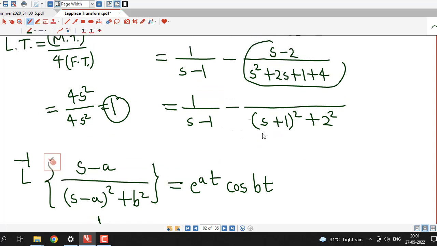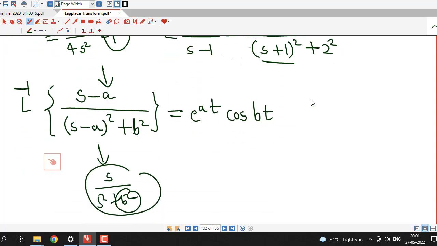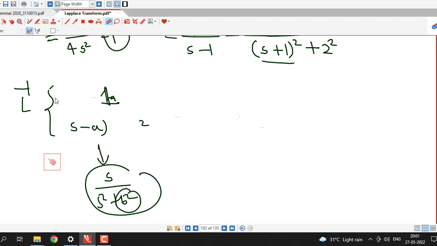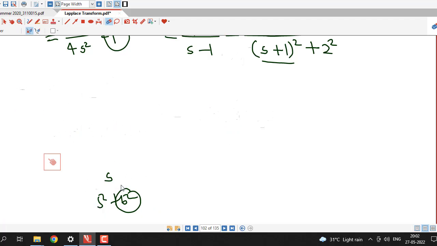For that, if I have the square of s plus 1 here, I must write s plus 1, or I should adjust s plus 1 here if I want to write my function in this form. So we can rewrite s minus 2 as s plus 1 minus 3. And if you recall, if I have 1 here instead of s minus a, then this is going to be e raised to at sin bt divided by b. Okay, fine. So you must be clear about all these formulas which we have discussed in earlier lectures.